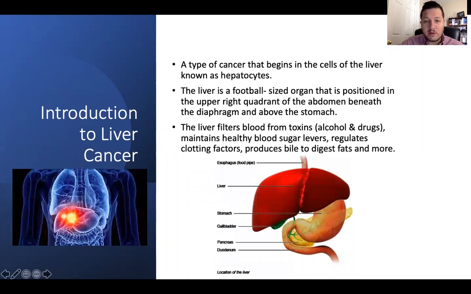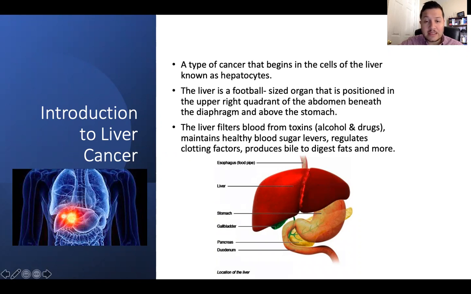So just a little quick overview about the liver. The liver is a football-sized organ, and it's positioned in the upper right quadrant of the abdomen beneath the diaphragm and above the stomach. It is a type of cancer that begins in the cells of the liver, and those cells are known as hepatocytes.